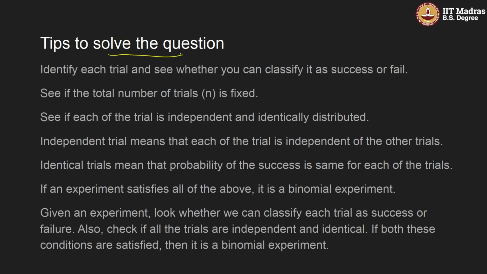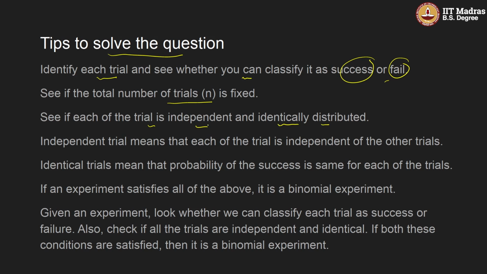First of all, we identify each trial and see whether we can classify the outcome of the trial as success or failure or not. Then we try to find out the total number of trials in the question. Then we check whether our trials are independent and identically distributed or not.